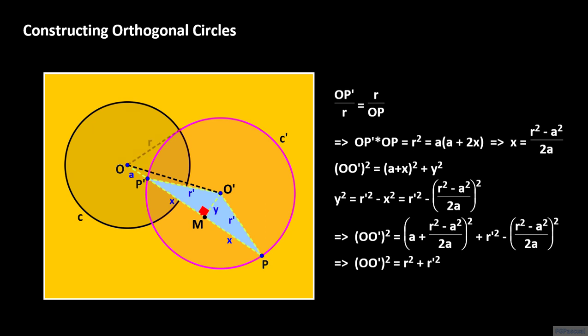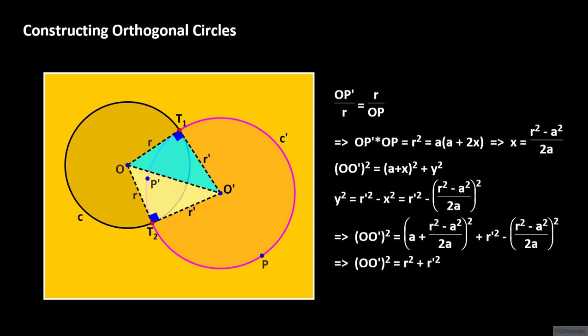Because OO prime, R, and R prime satisfy the Pythagorean equation, OO prime, R, and R prime must be the sides of a right triangle, with OO prime as the hypotenuse. The two radii R and R prime are perpendicular at the points of intersection. Therefore, the two circles are orthogonal to each other. We have just shown that if P and P prime are inverse points with respect to circle C, neither of which is on C, then any circle C prime passing through P and P prime will be orthogonal to C.